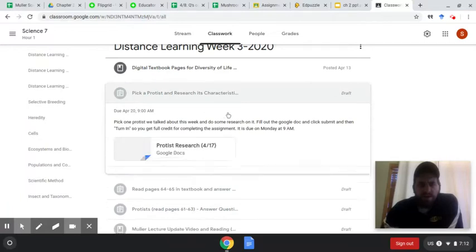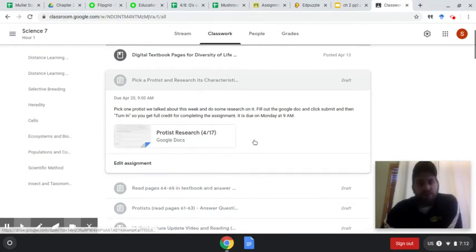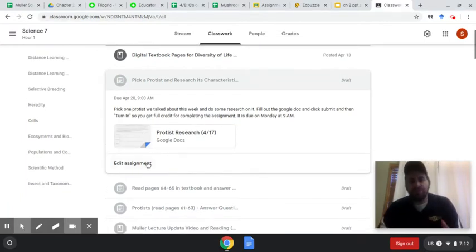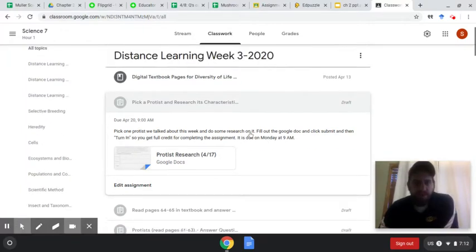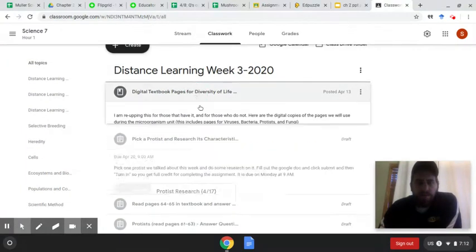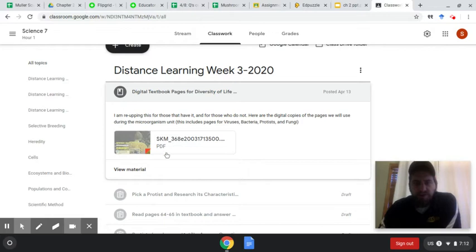Then Friday's assignment is, kind of like what you did for the virus, you're going to pick a protist, research it, and then fill out the boxes for me. Again, this is just in case you didn't have the digital pages for the textbook. Okay, so that's all the stuff.